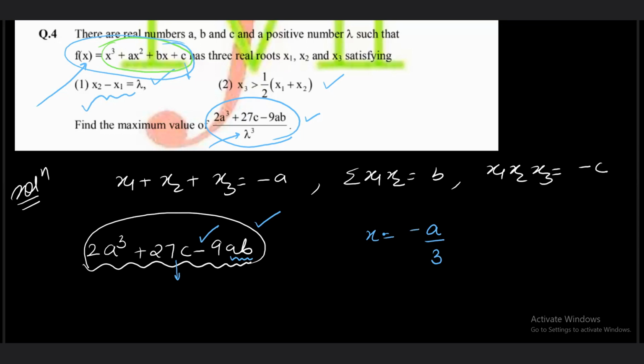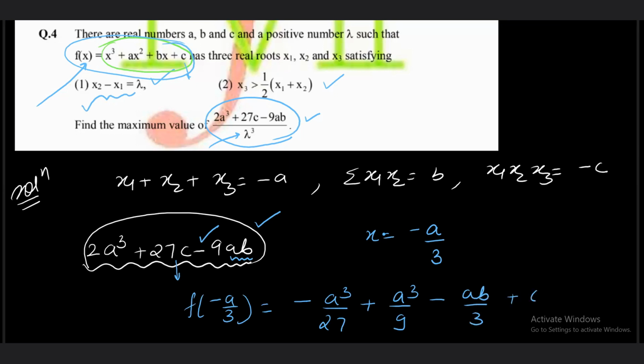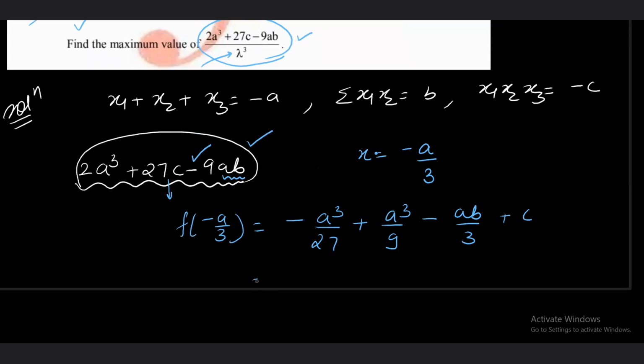I'll just verify. See, this is the thinking process. I'm going to make use of it and I'll try to get the value of f of minus a by 3. चलिए calculate करते हैं. What is f of minus a by 3? f of minus a by 3 will be minus a cube by 27 plus a cube by 9 minus ab by 3 and then we have plus c. And ultimately when you take the LCM of everything, what you will be getting here is 1 by 27 times (2a cube plus 27c minus 9ab).